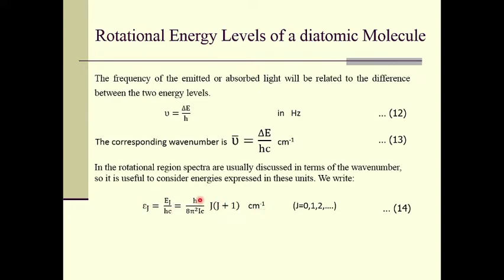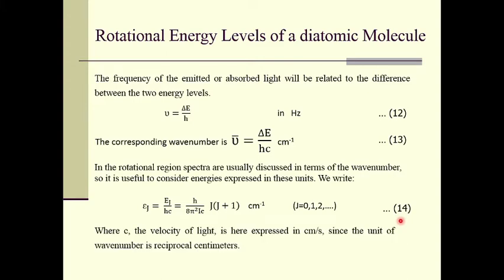And therefore, H upon 8 pi square Ic into J plus 1 per centimeter, where this J takes discrete integer values 0, 1, 2, and so on up to infinity. Call it equation number 14, where this c is the velocity of light, expressed in centimeters per second, since the unit of wave number is reciprocal centimeter.